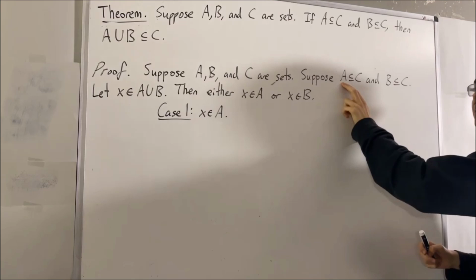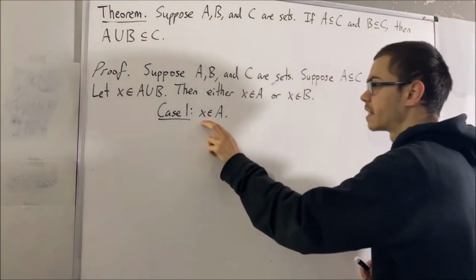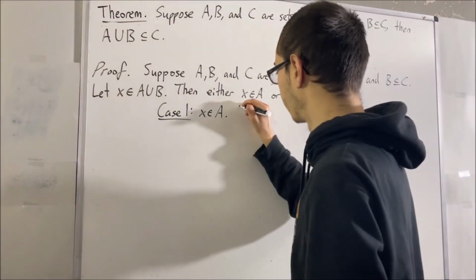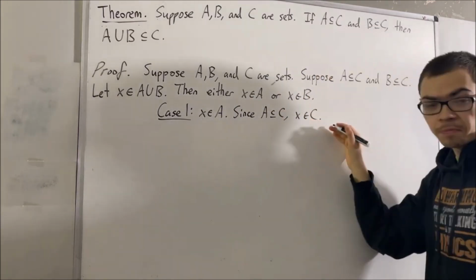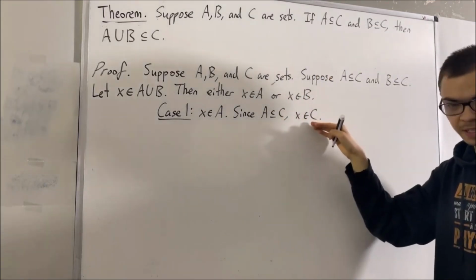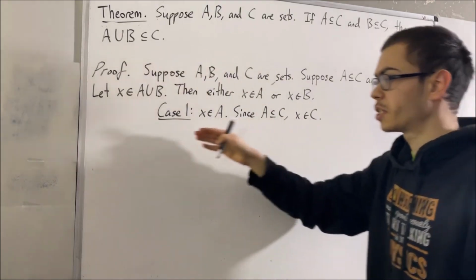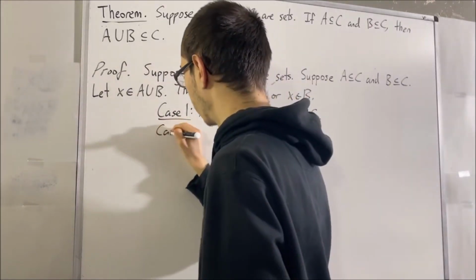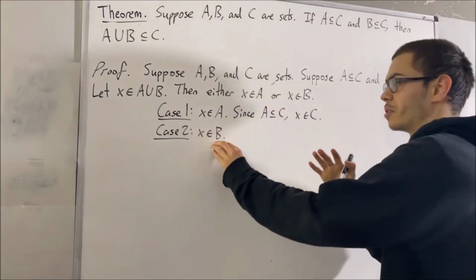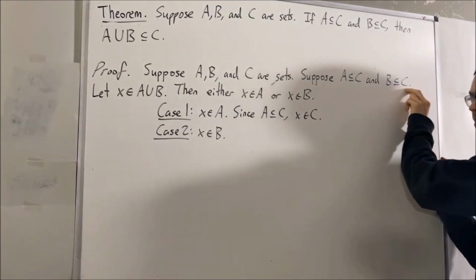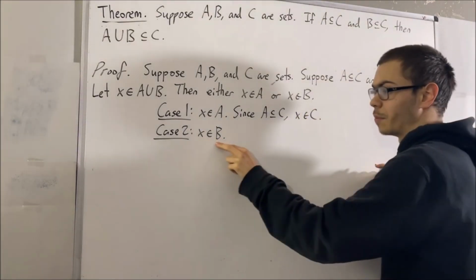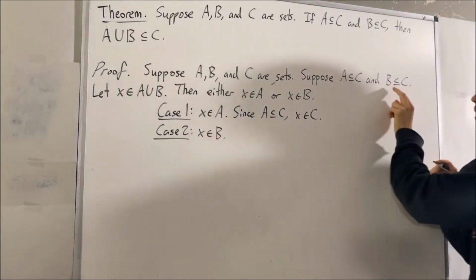But since A is a subset of C, it follows that X has to be an element of C. And we're done. We have shown that X is an element of C. So now let's move on to case two, where X is an element of B. Notice we also know that B is a subset of C. So since X is an element of B, it follows that X must also be an element of C.